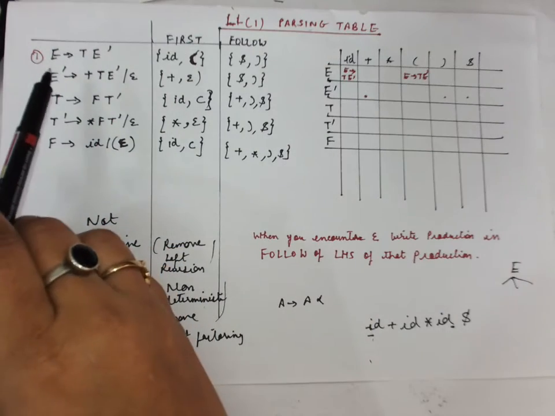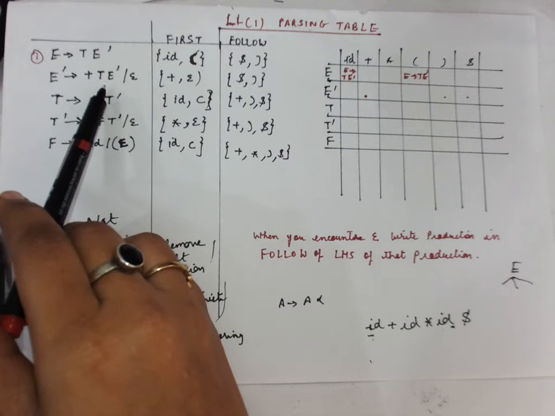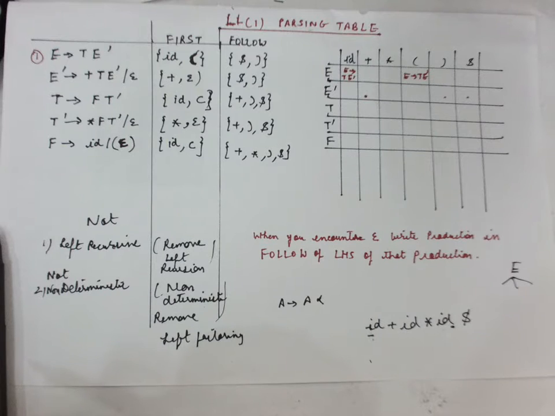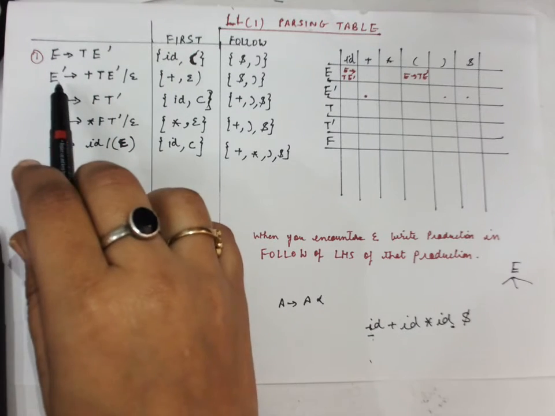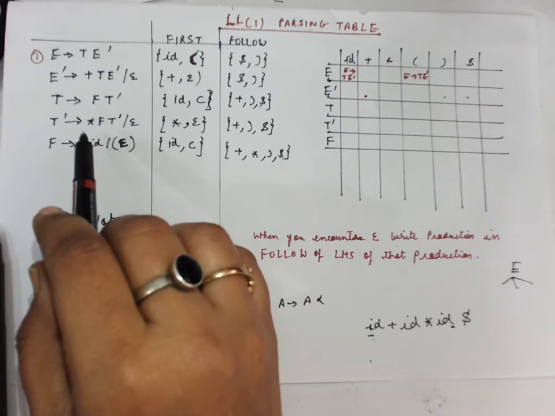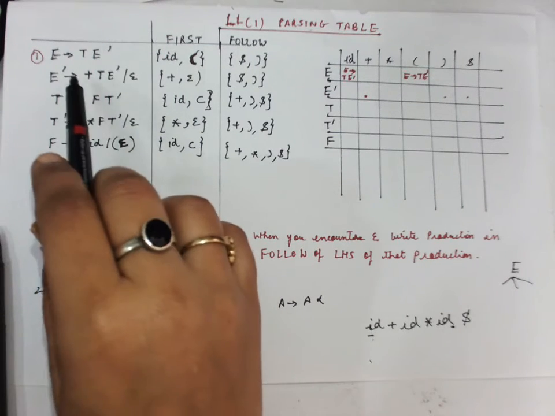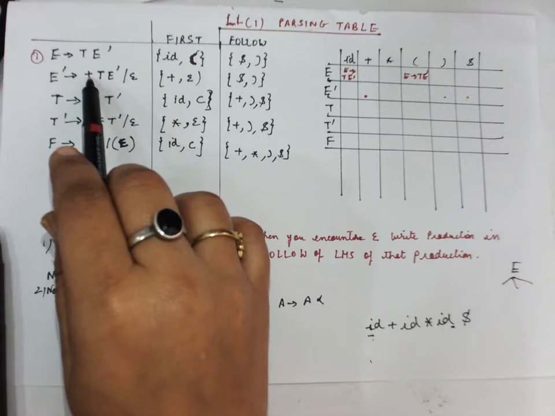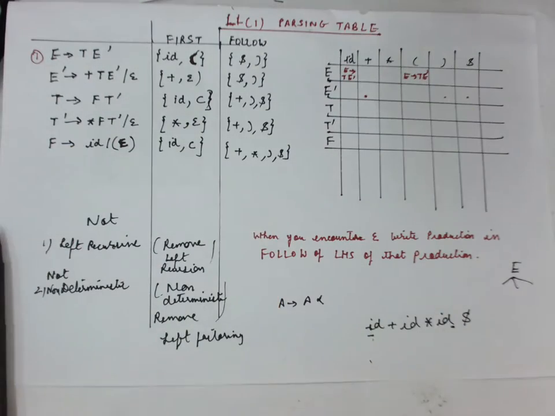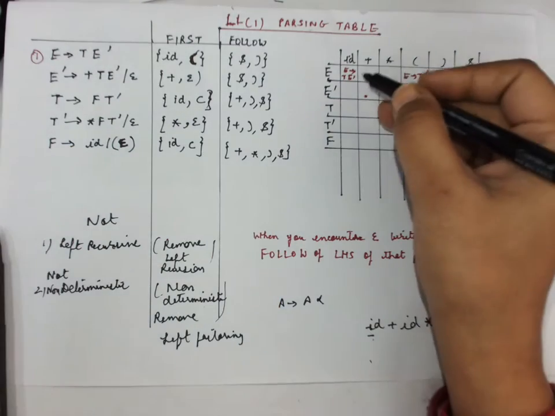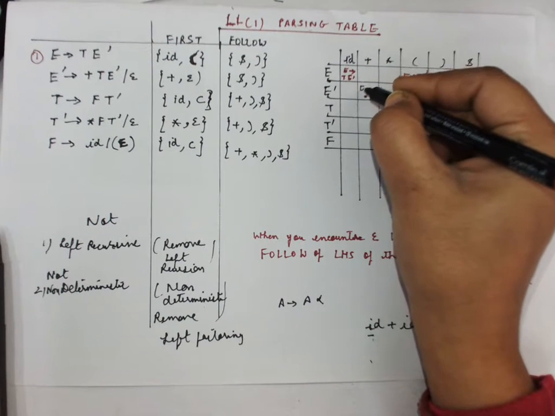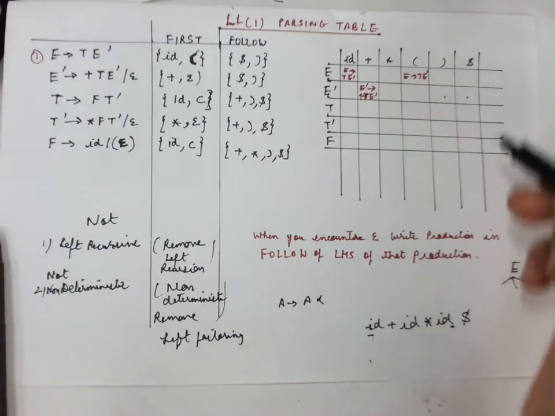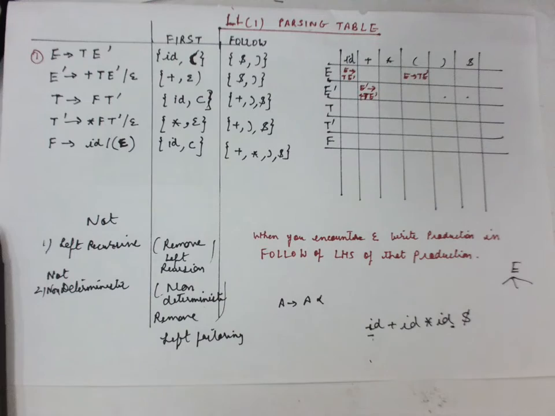Next we will see E dash. Here you have E dash gives plus TE dash, and epsilon. Now where do we have to write this particular rule, E dash gives plus TE dash? For that we will see what comes here. The first of E dash is plus, straight away a terminal, there is no non-terminal. So we will write over here, under plus, E dash gives plus TE dash. This rule will be coming over here.